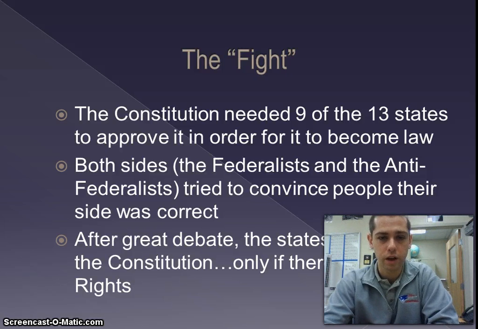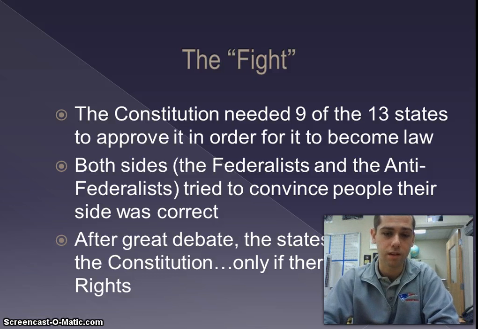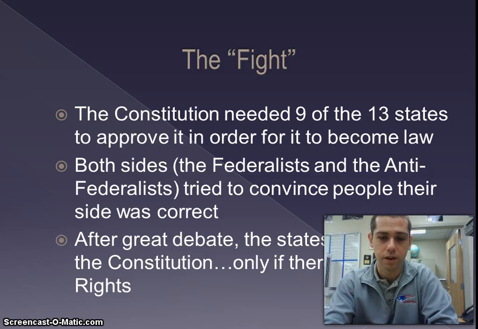Okay, so here's some background that you should already remember and should already know. The Constitution needed 9 out of 13 states to approve it in order for it to become a law. There were 2 sides arguing about it, the Federalists and the Anti-Federalists, and they tried to convince people that their side was correct. The Federalists really liked the idea of the Constitution, but the problem was the Constitution was only a set of rules and set up for our government. It did not include a Bill of Rights, which made the Anti-Federalists very mad. After a lot of arguing and convincing, the Anti-Federalists finally got the Federalists to agree to add a Bill of Rights to the Constitution, and it was eventually passed.